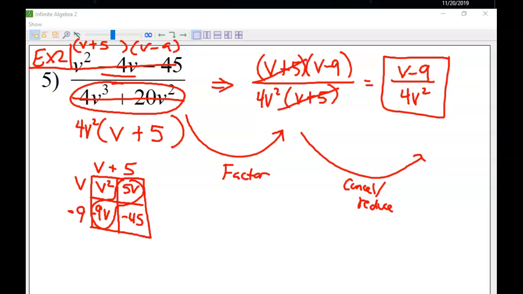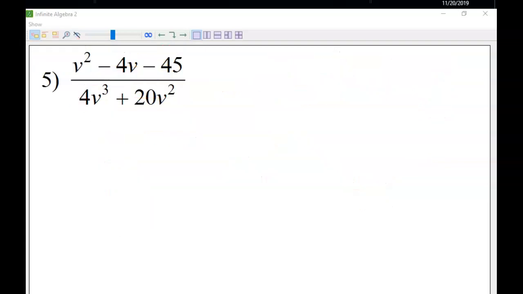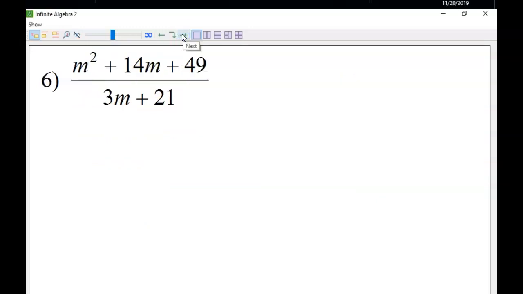That's good? All right. Okay? So same thing for you guys. I'm trying to make them look the same as much as possible to kind of jumpstart your engines on the factoring. The bottom's a GCF. Okay, so you need to start by taking out GCF. The top is a box method. So go ahead and factor those and cancel out what they have in common.